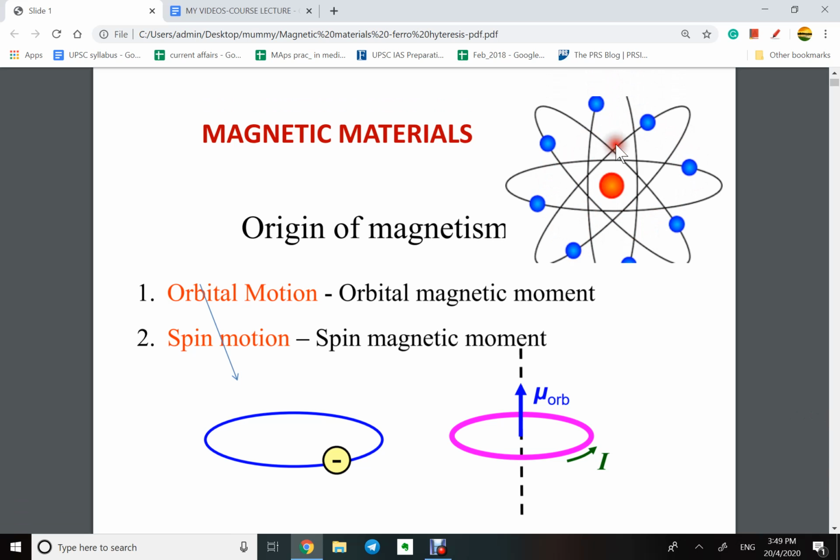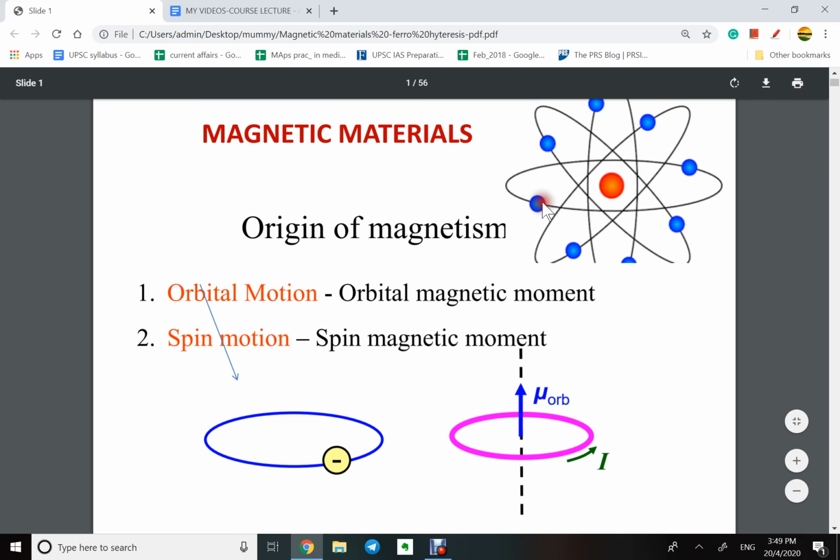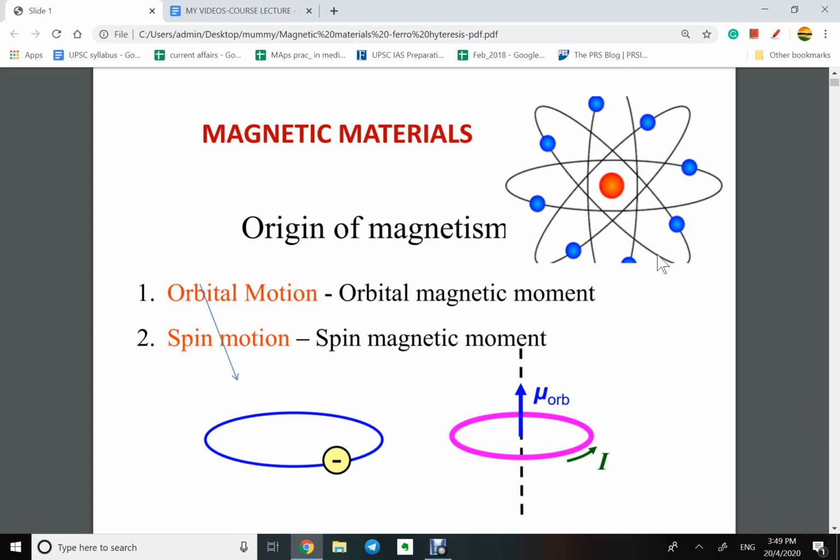Here the red one is the nucleus and the blue one is the electron. Look at the arrangement of electron orbits within this atomic structure. The electron orbits are oriented in different directions. The orientation of the electron and the number of electrons present within the atom gives rise to magnetism or non-magnetism in a material. So what is the origin of magnetism?